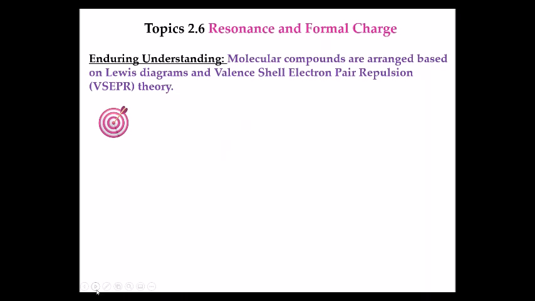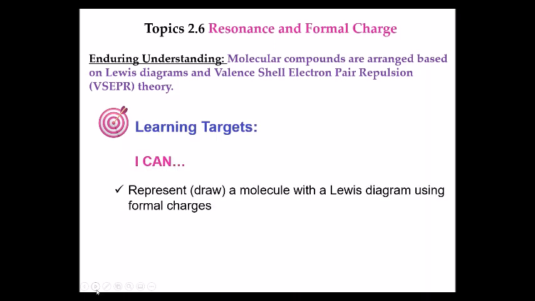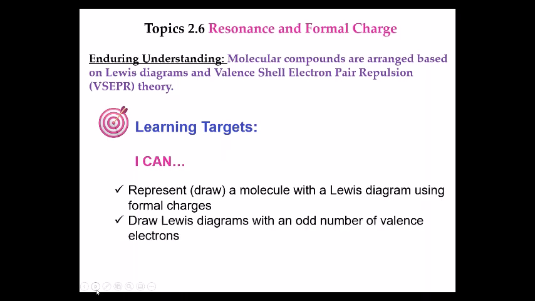Topic 2.6 is going to go into resonance, which you probably saw some of in Chem 1 or Honors Chem. Formal charge, though, is something new that we don't typically go over in Chem 1, but let's take a look at what you're going to be learning there. You're going to represent the molecule with a Lewis diagram using formal charge. You're going to follow the formal charge rules now in order to do that.